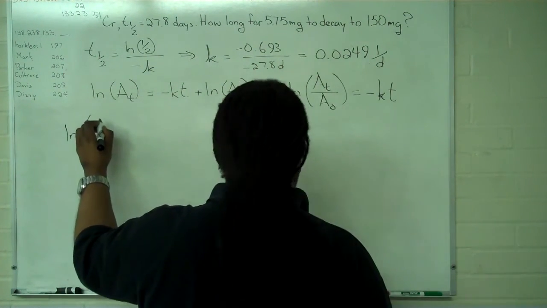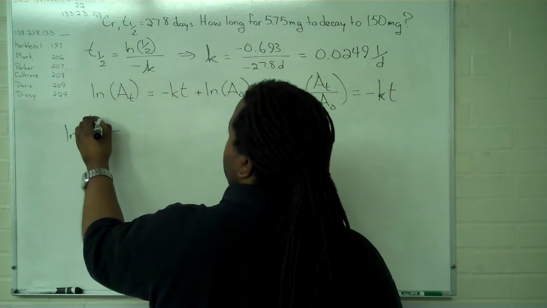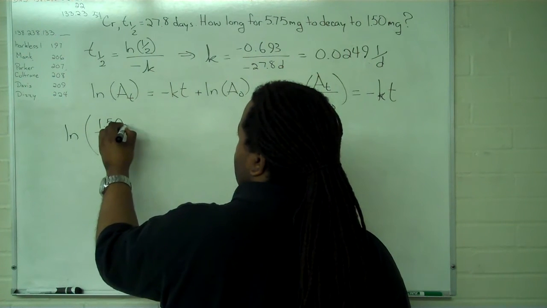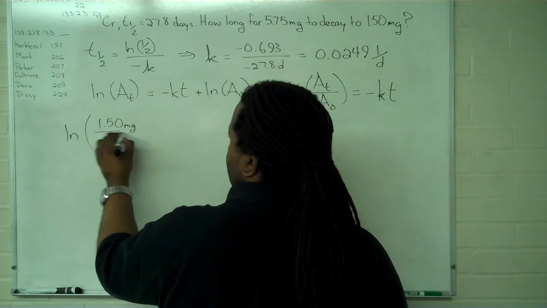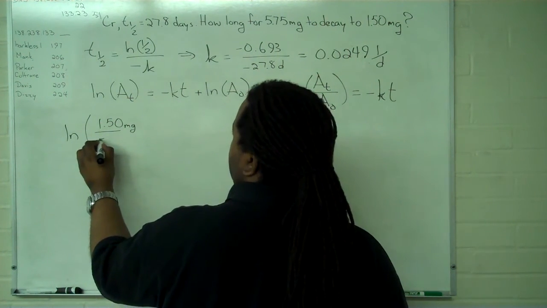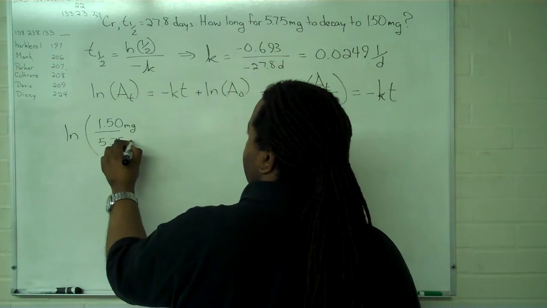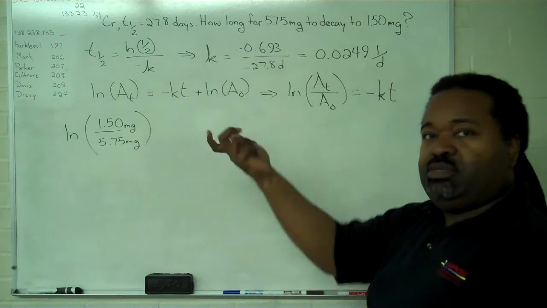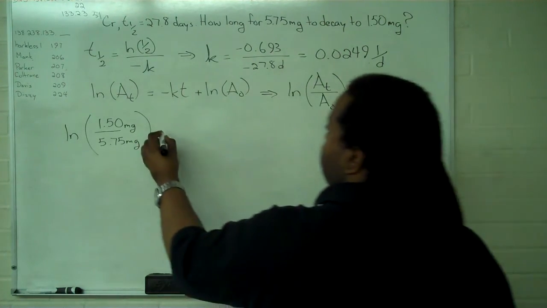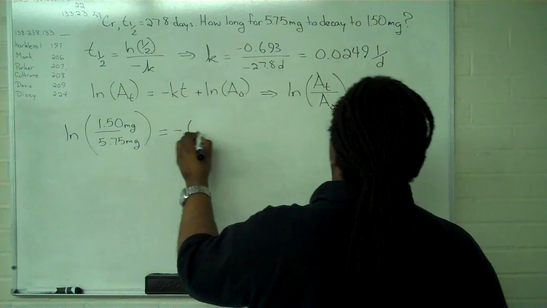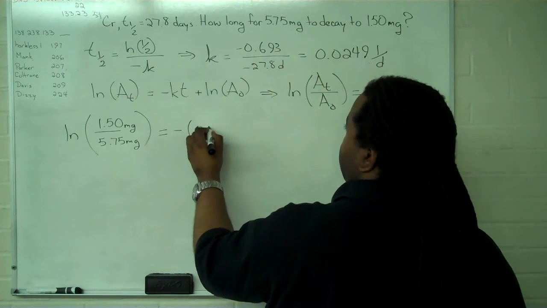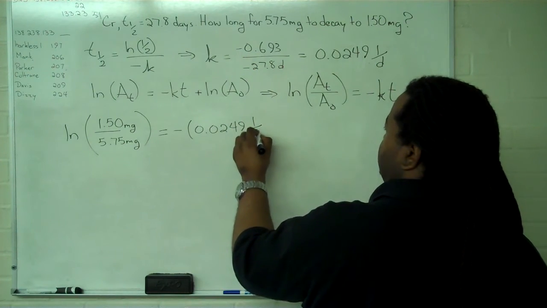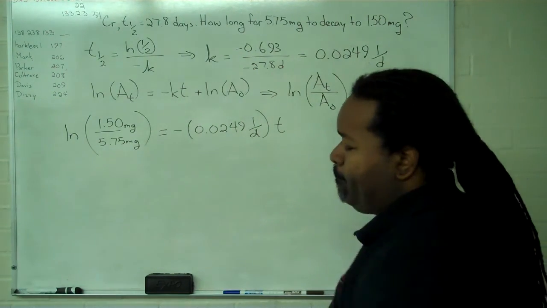The final amount over initial amount ratio comes up first, and we have 1.50 milligrams as the final amount at time t, and 5.75 milligrams as our initial amount. The units cancel out, which is good because the natural log is supposed to be just a pure number. And then we have minus k, 0.0249 1 over days, times t.